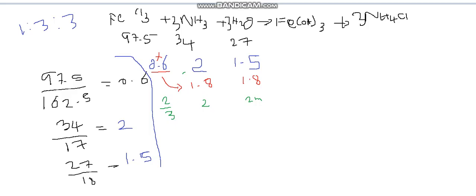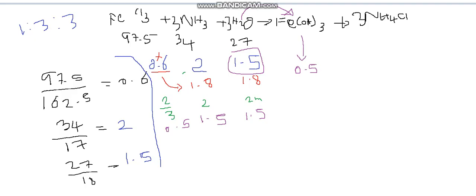Now if we take water as the limiting reagent, then you need 1.5 mole of ammonia and 0.5 mole of FeCl3 for 1.5 mole of water. You can see ammonia and FeCl3 are in excess, therefore water only acts as the limiting reagent. So with respect to water, the ratio to Fe(OH)3 is 3:1, therefore moles of Fe(OH)3 is 0.5 moles.